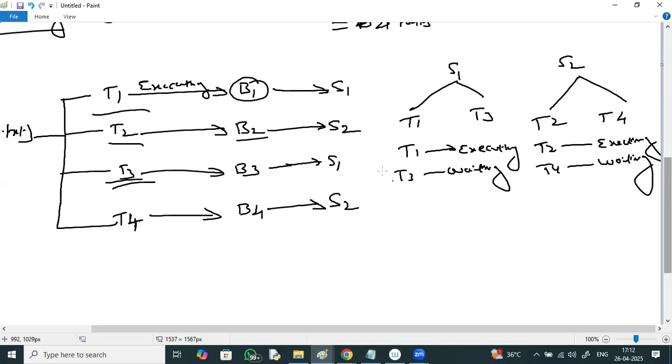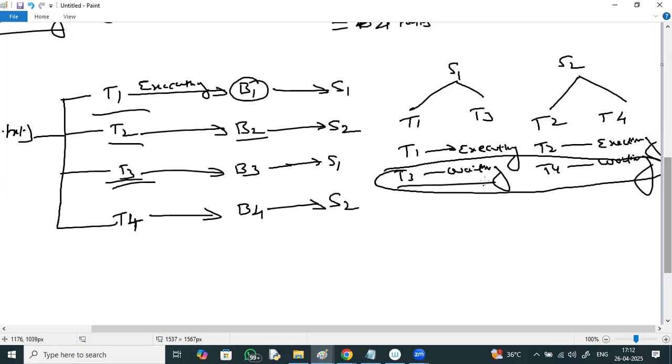Means here, these tasks are in the waiting state, right? T3 and T4 are waiting. T1 and T2 only are executing in parallel. In the previous example, all four tasks T1, T2, T3, T4 were executed in parallel. But here, only 2 are executing. The remaining 2 are in the waiting state. Right? 2 are executed in parallel, 2 are in the waiting state.